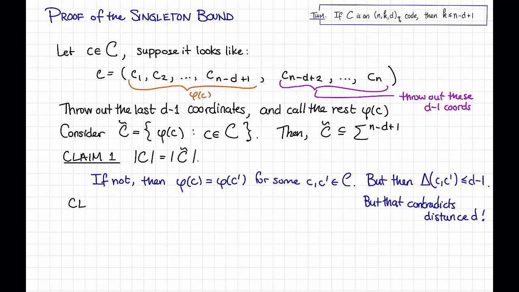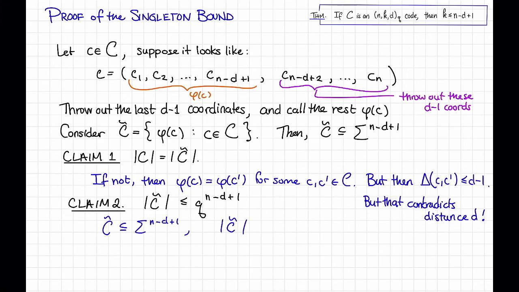The second claim is that the size of C-twiddle is at most q to the n minus d plus 1. This is true just because C-twiddle is a subset of sigma to the n minus d plus 1. And in particular, the size of C-twiddle can't be bigger than the size of that set, which is q to the n minus d plus 1. Altogether, the two claims imply that the size of C is equal to the size of C-twiddle, which is at most q to the n minus d plus 1.